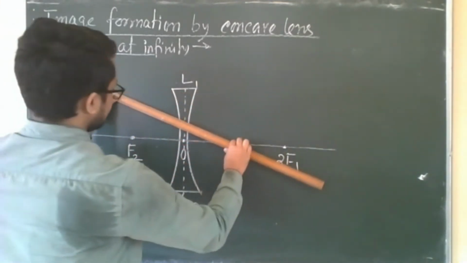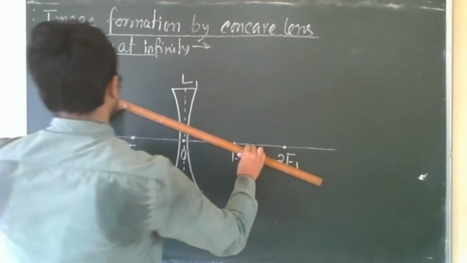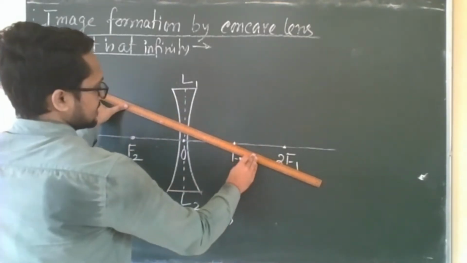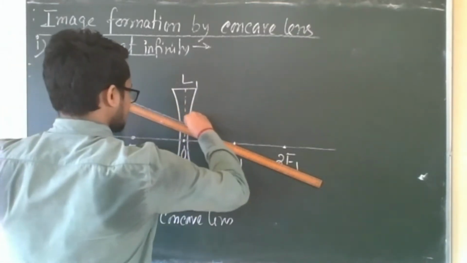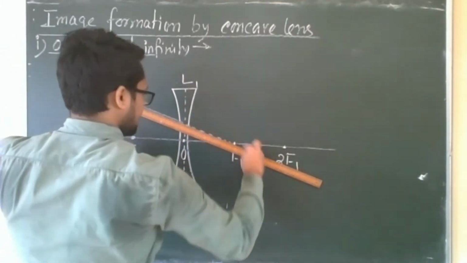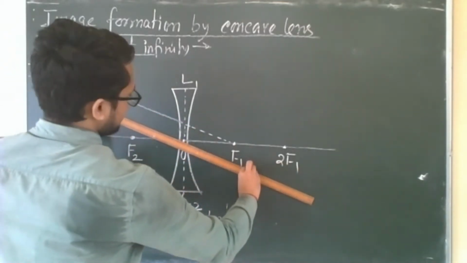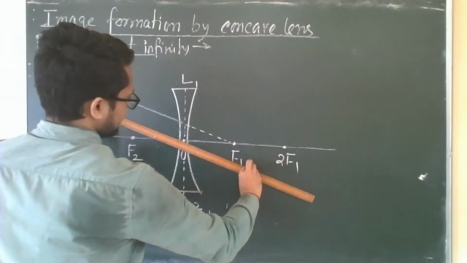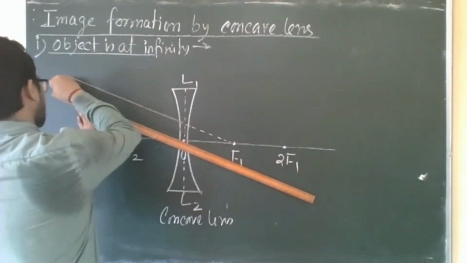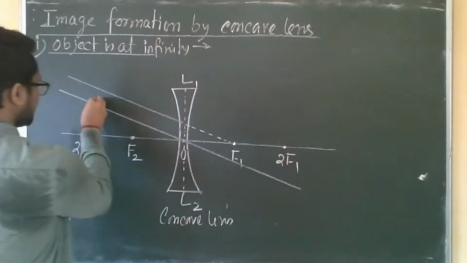So we'll take two rays here. One ray we take passing through f1. This is passing through f1. After this, it will not go undeviated, so we draw a dotted line. And another ray we take through the optical center. Through the optical center, what will happen? No deviation, nothing. It will go undeviated.